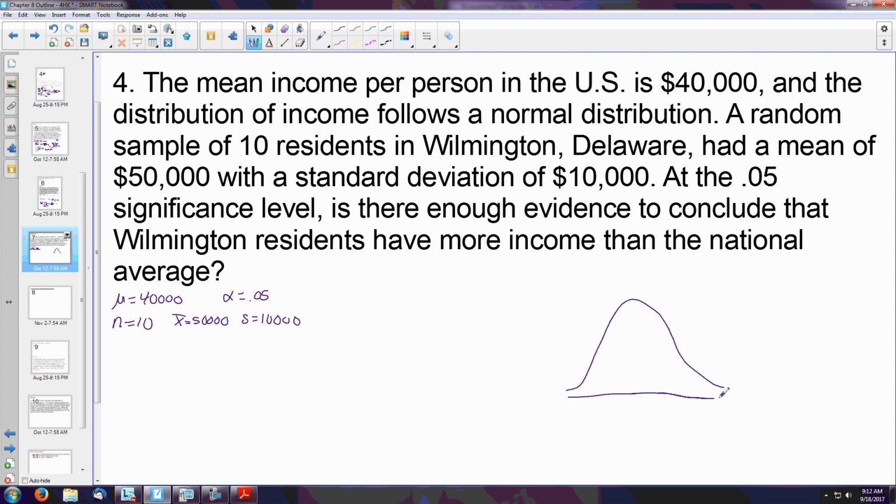So if you sketch your picture real quick, can we conclude that Wilmington residents have more income? More is a directional statement, so that means that we are testing against our mean across the U.S. that Wilmington people have more income than the national average, so that's greater than 40,000. So that means that this is one-tailed on the right side. So this tail region is 0.05, that's what alpha is. And if you have n equals 10, then you have n minus 1, 9 degrees of freedom.